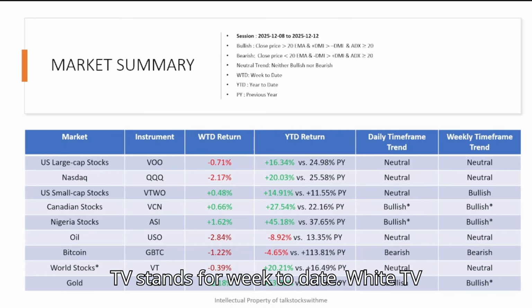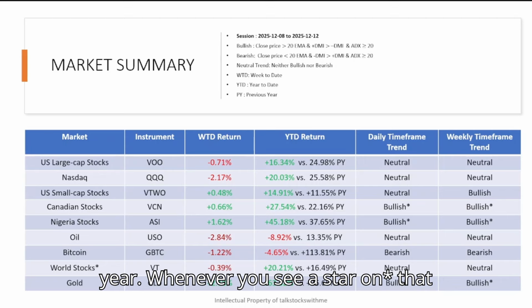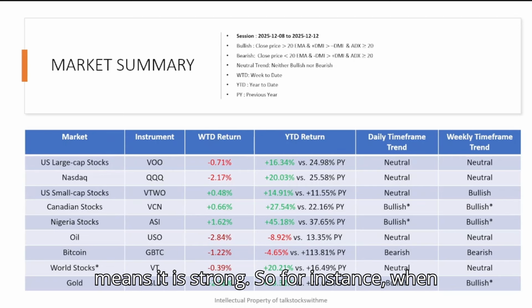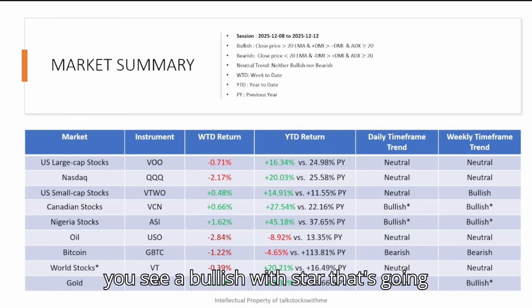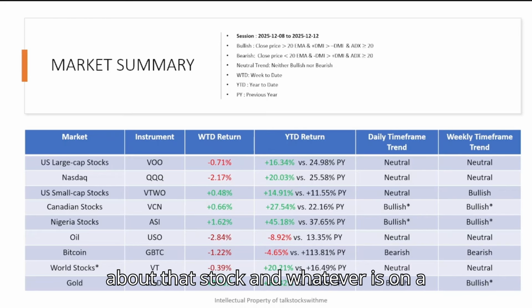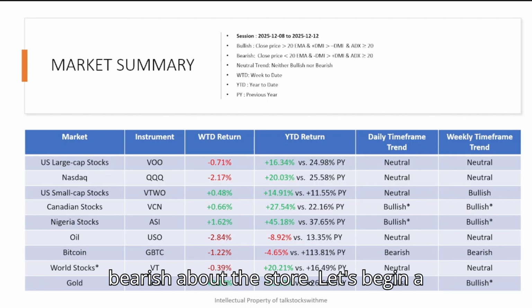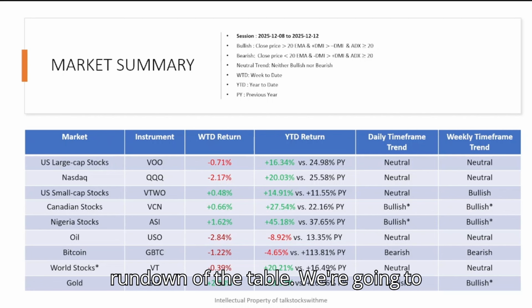WTD stands for week to date, YTD stands for year to date, PY stands for previous year. Whenever you see a star or asterisk, that means it is strong. So for instance, when you see a bullish with star, that's going to refer to me being strongly bullish about that stock. And whenever it's on a bearish label, that means I'm strongly bearish about the stock. Now let's begin a rundown of the table.